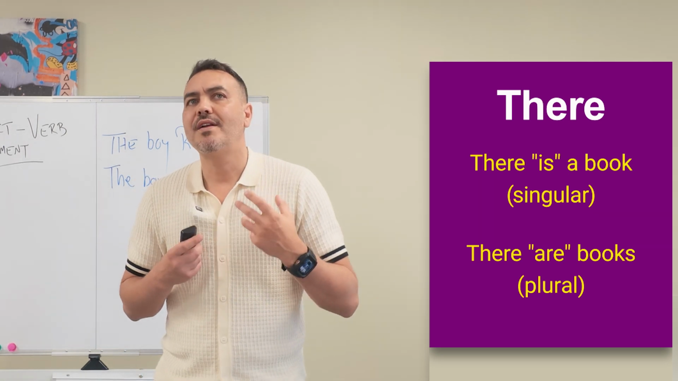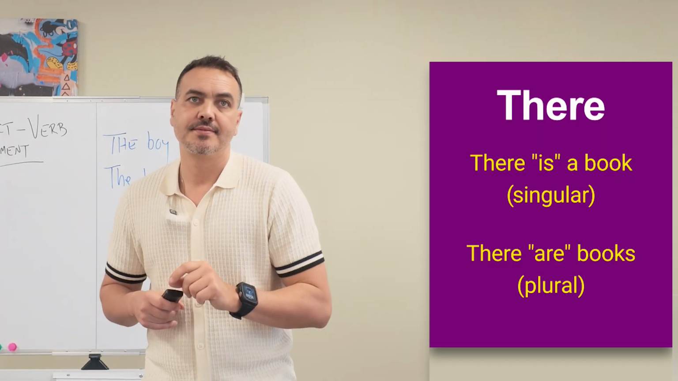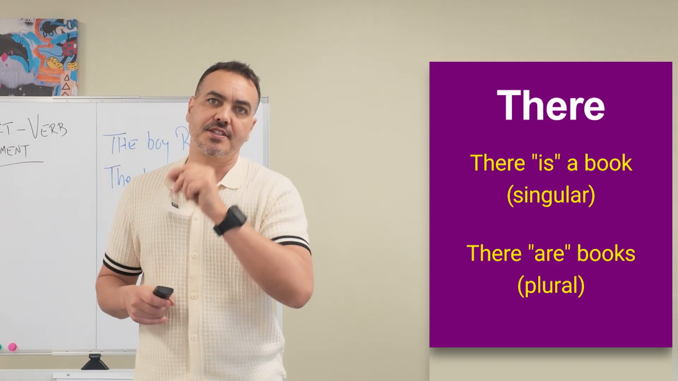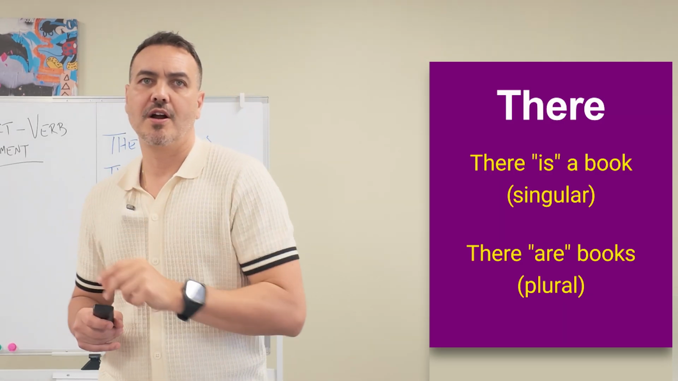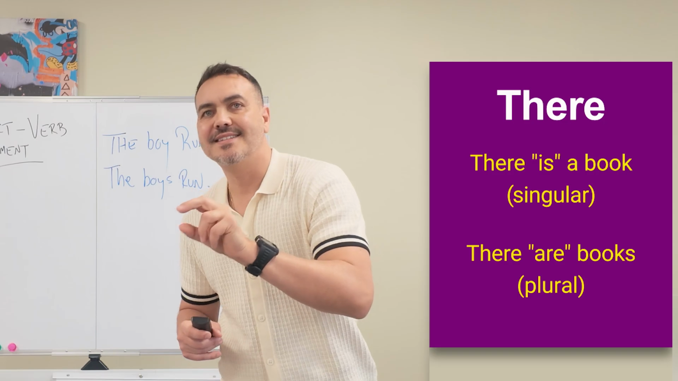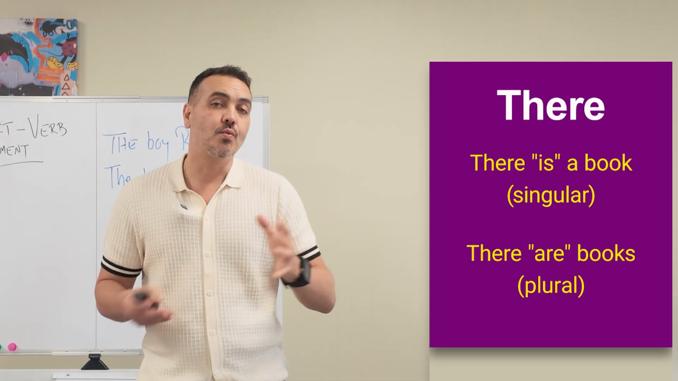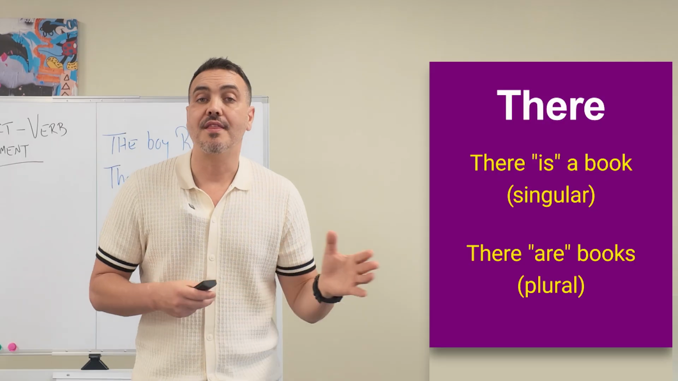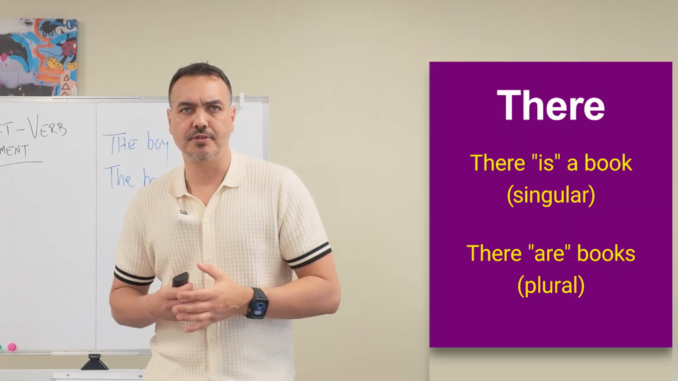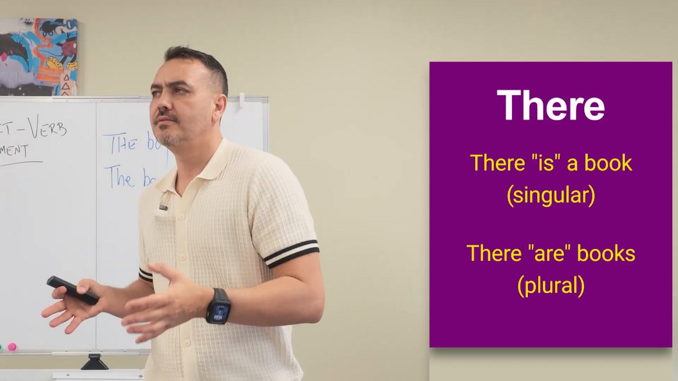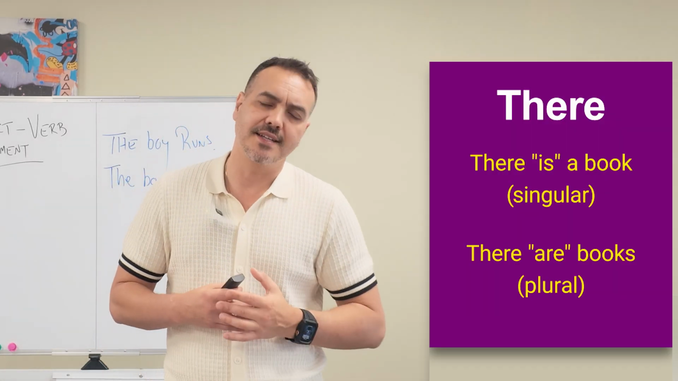If we're talking about one thing, we use there is. Okay? There is a student in the room. There is a problem. There is a lesson today. Now, if we're talking about more than one thing, we use there are. There are students in the room. There are problems. There are many lessons today.